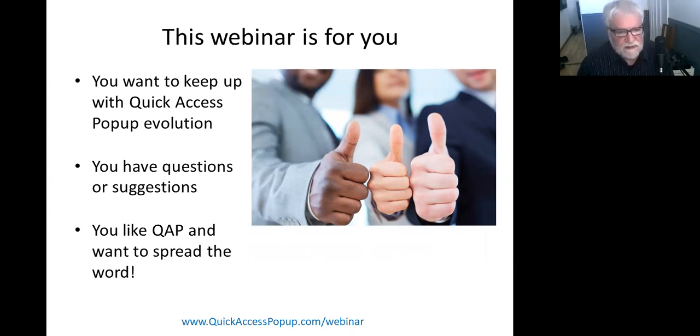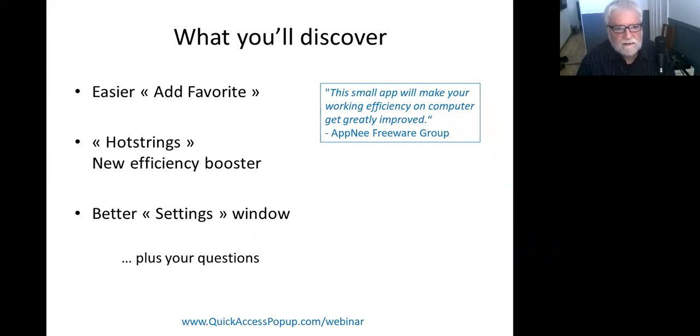What we will discover today is how I made the Add Favorite feature easier to use, with some improvements to the Add Favorite dialog box. We'll talk about hotstrings, which is really a new efficiency booster. I want to thank Joe for this, because Joe is a great user of hotstrings, and he made this suggestion maybe 9 months ago. I worked on that, and it's now ready to be used. Combined with snippets, you will see that it's a very powerful tool. We'll see how I improved the settings window to make it easier to use. And of course, we'll answer your questions.